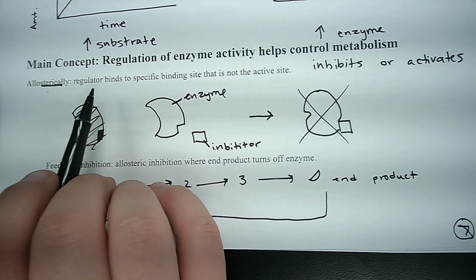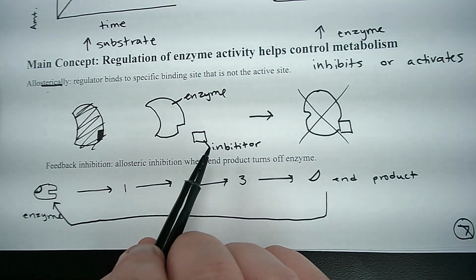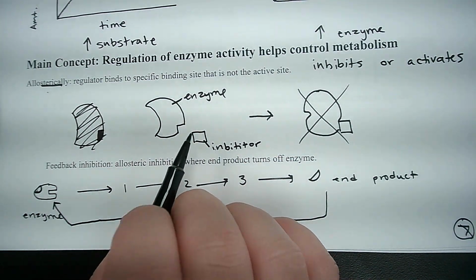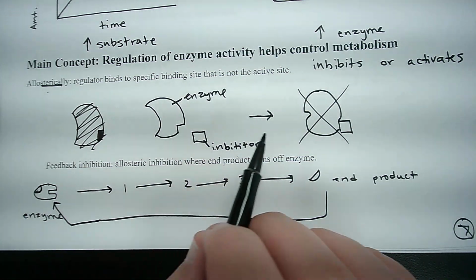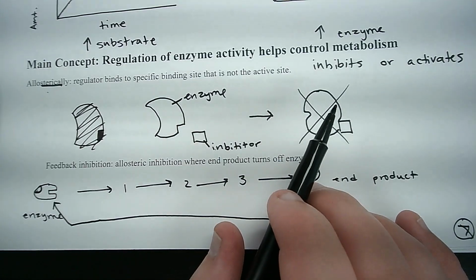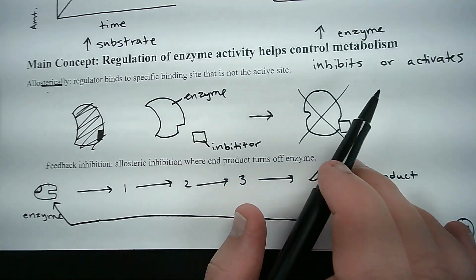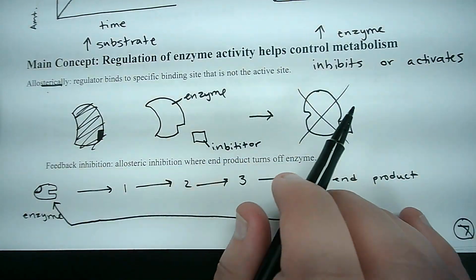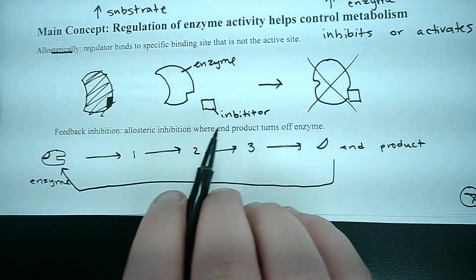Okay, enzymes are also regulated to control metabolism. There's allosteric regulation. This is when a regulator binds to a specific binding site that is not the active site. So if we have an inhibitor binding to this enzyme at this point, this could render it useless, or it can permanently or non-permanently deactivate it. Sometimes they can also activate it.